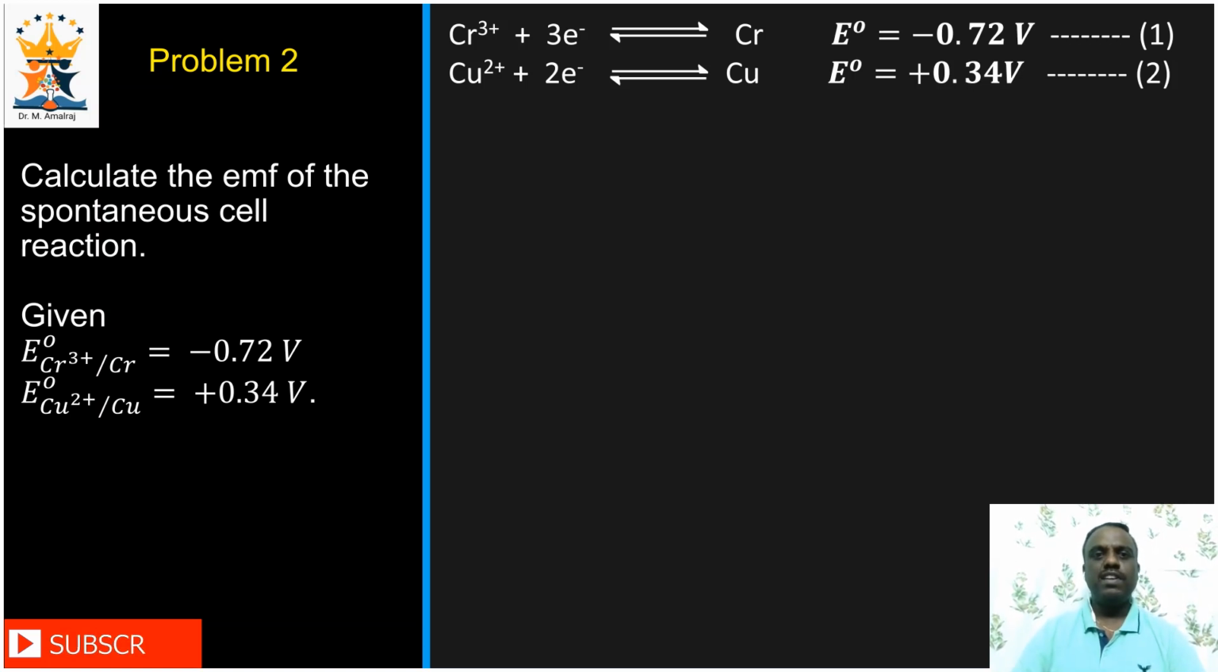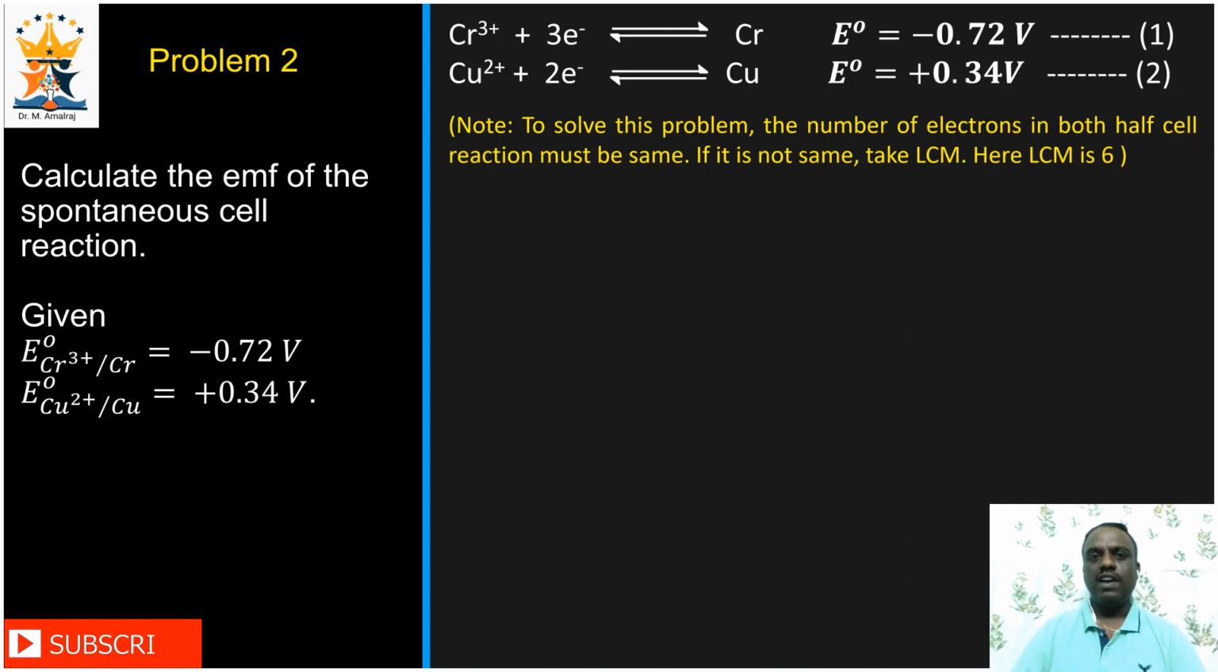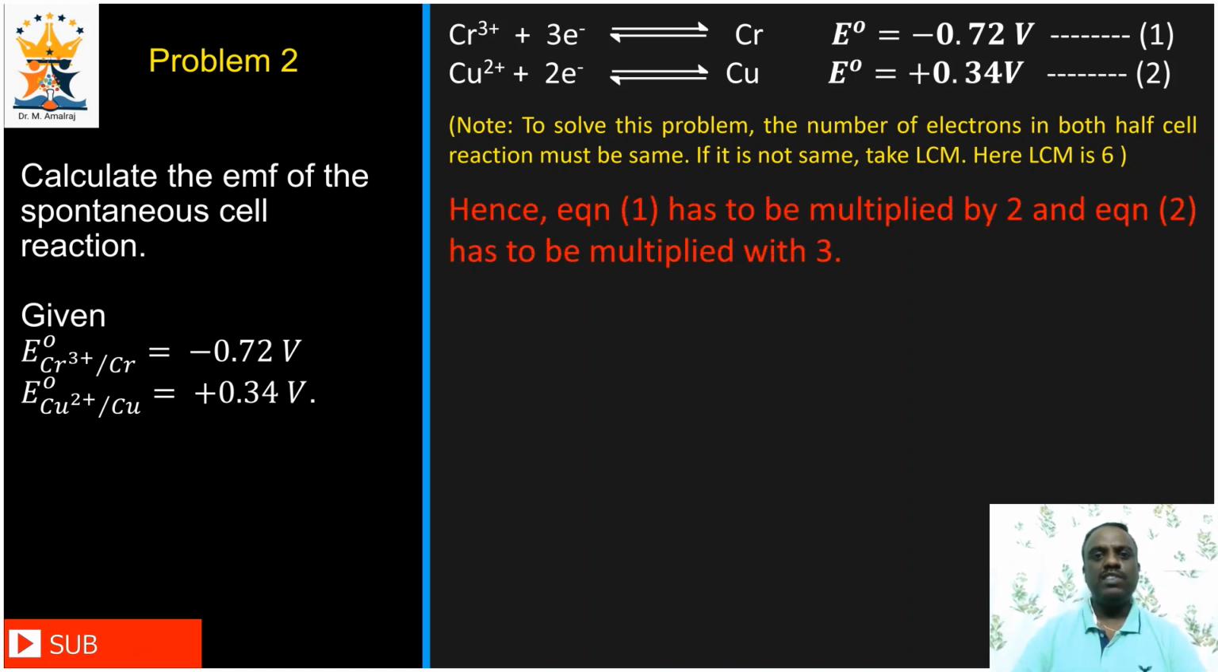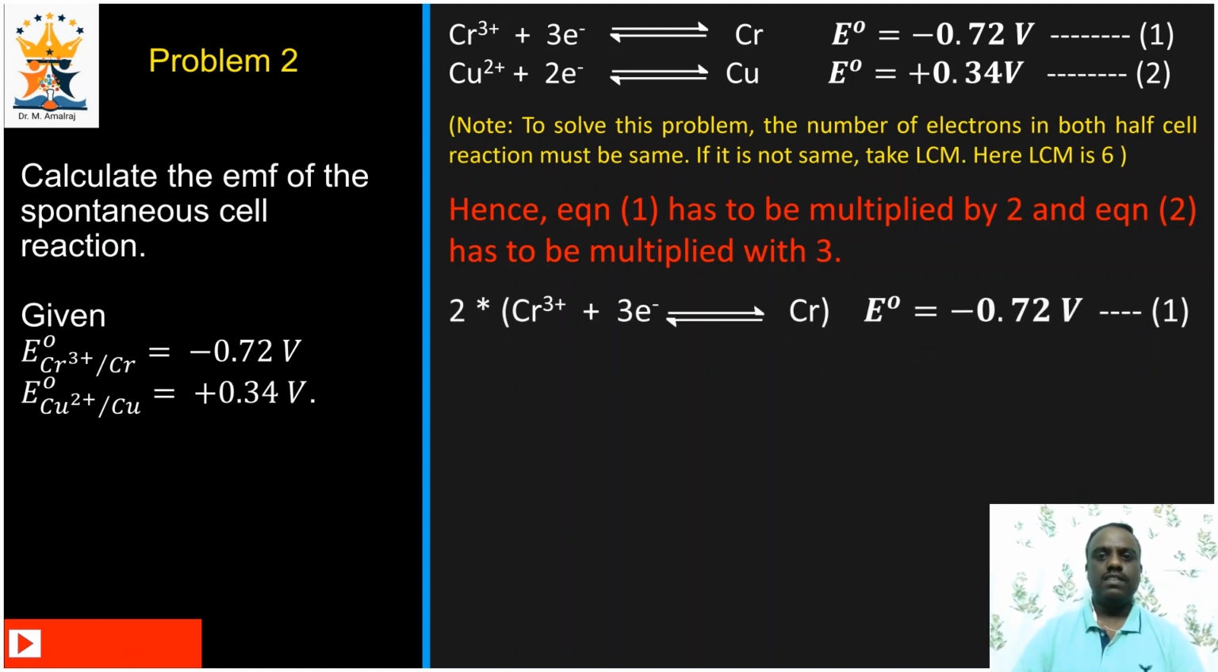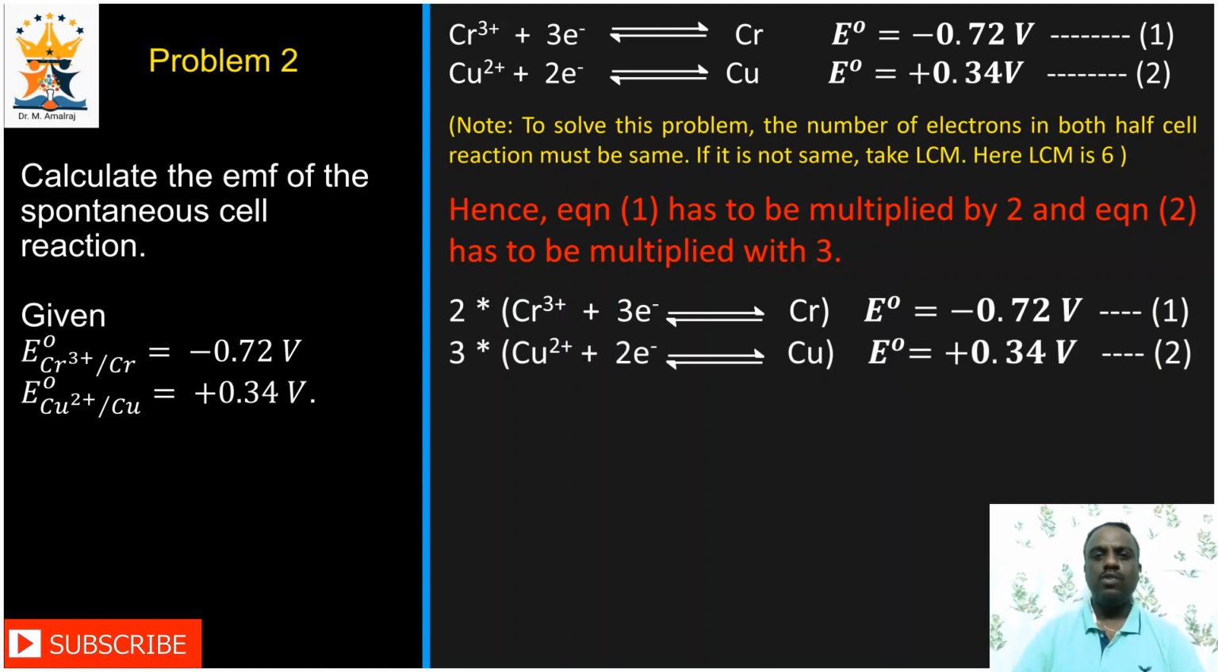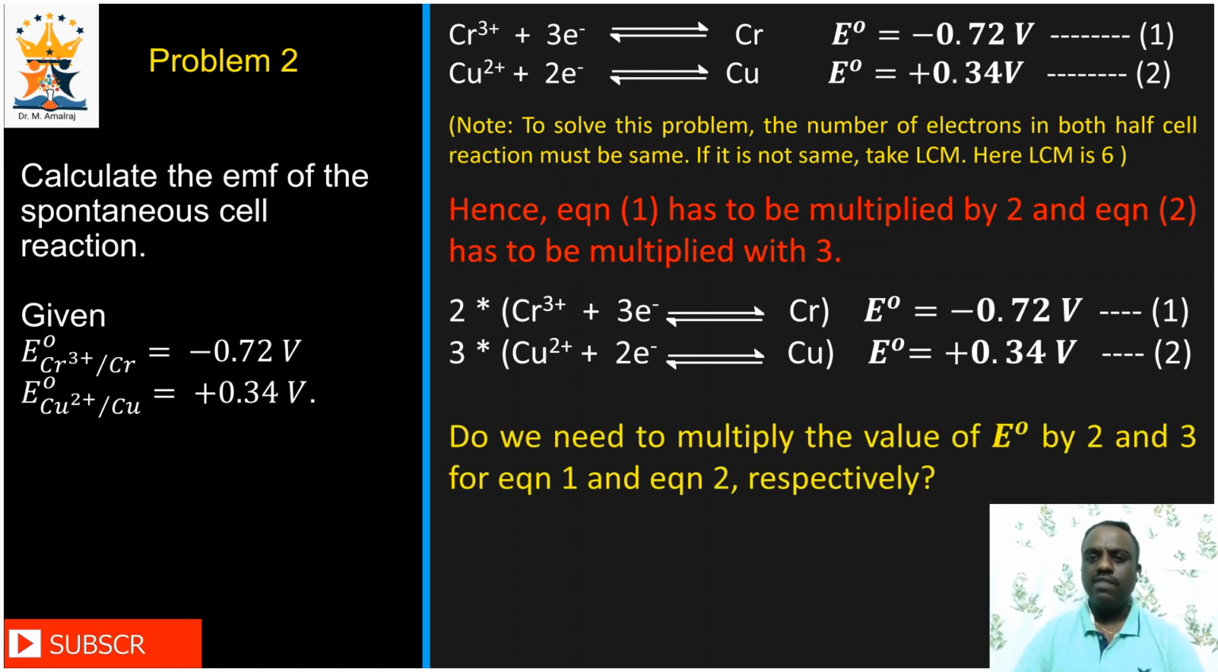In our last problem, the number of electrons is the same for both the redox couples, but here it is different. To solve this, we must equate the number of electrons in both the redox reactions, and hence we must take the LCM, and the LCM here is 6 for 3 and 2. So we must multiply equation 1 by a factor of 2 and equation 2 by a factor of 3. While multiplying equations 1 and 2 by factors of 2 and 3 respectively, do we need to multiply the E naught values also?